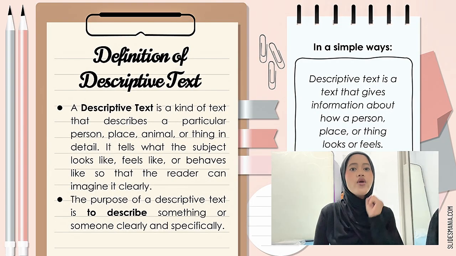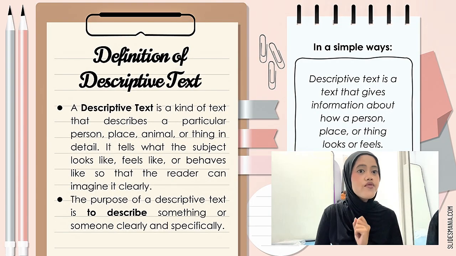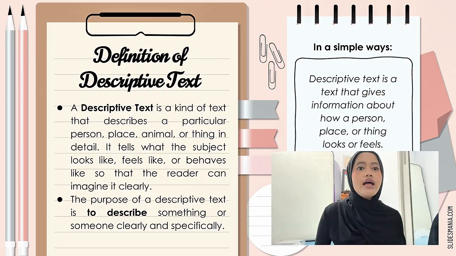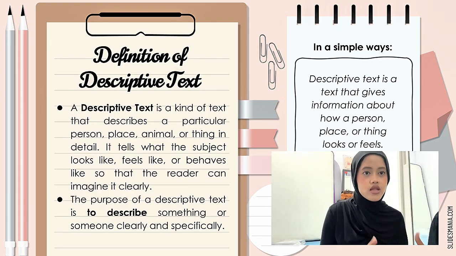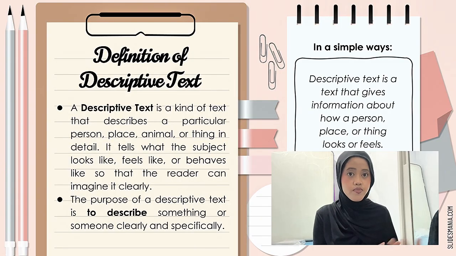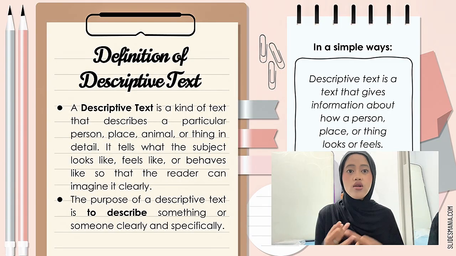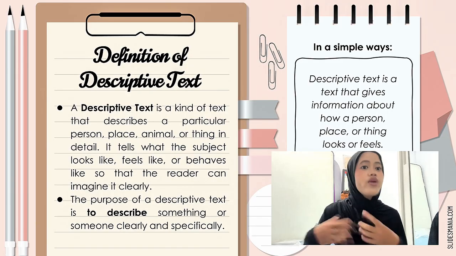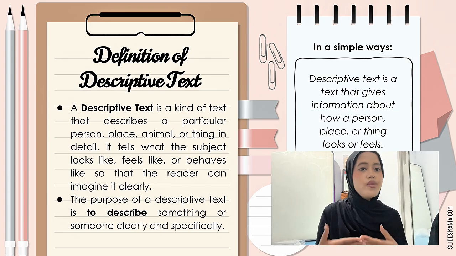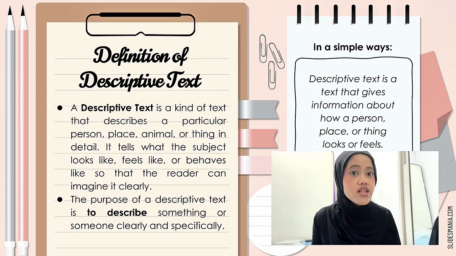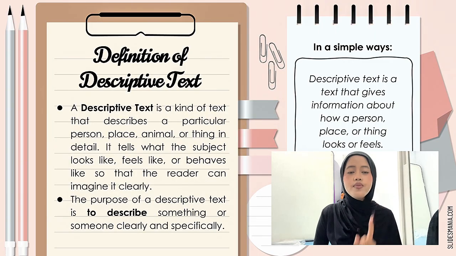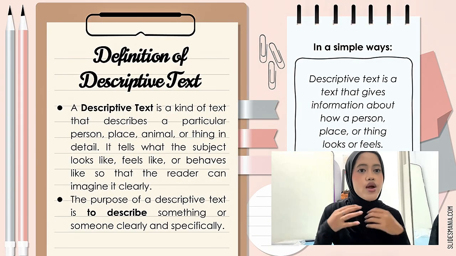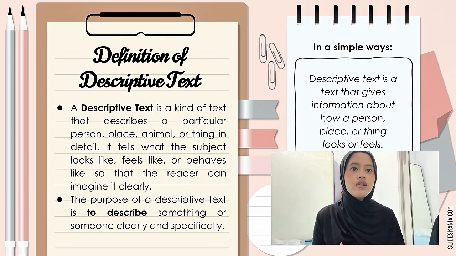For the first, we are going to talk about the definition of descriptive text. Descriptive text is a kind of text that describes a particular person, maybe place, animal, or thing in detail. It tells what the subject looks like, feels like, or behaves like, so that the reader can imagine it clearly. And then the purpose of descriptive text is to describe something or someone clearly and specifically.